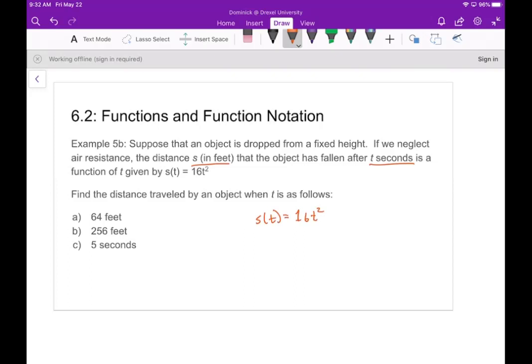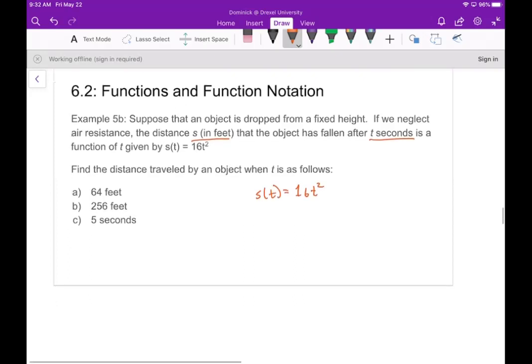Okay, so now of course we want to find the distance traveled by an object when t is as follows. I think this is a typo, we really should have S or T, is as follows. Because if they're giving you 64 feet, then the distance is really the S value, right? So here we would want to solve 64 is equal to 16 t squared, so we want to find the time t.